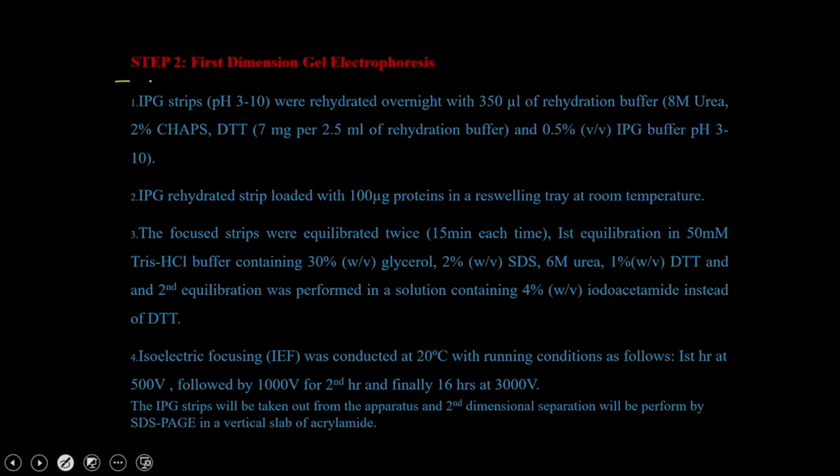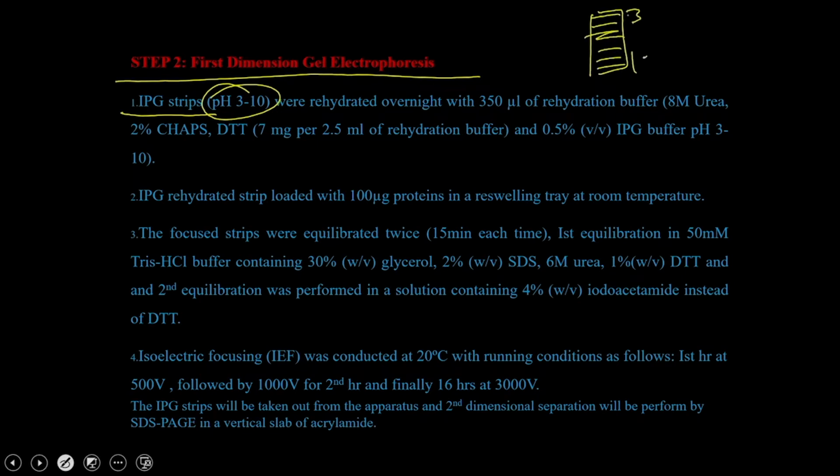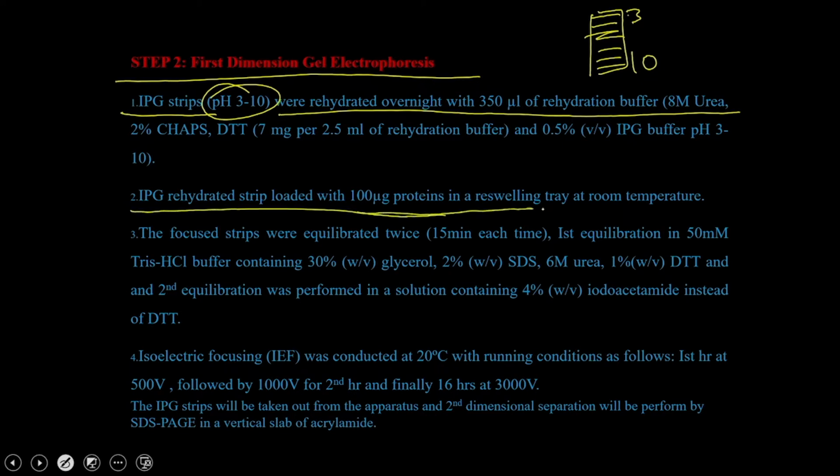Then in step 2, you are going to do the first dimension. For the IPG strips, I am taking an example of pH 3 to 10. IPG strips, as I said, have ampholytes coated on them, and you can have an IPG strip of any range like 2 to 5, 2 to 10, or 3 to 10. It is rehydrated overnight with 350 microliters of rehydration buffer, and once it gets rehydrated, you can load the IPG strip with 1000 micrograms of protein in a reswelling tray at room temperature. The focused strips were equilibrated twice.